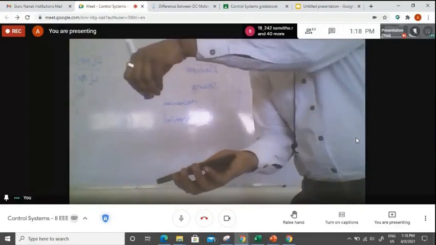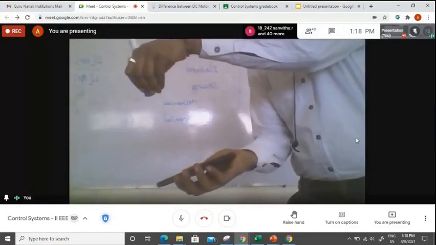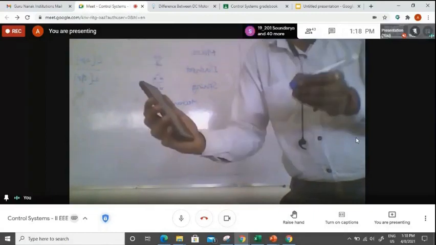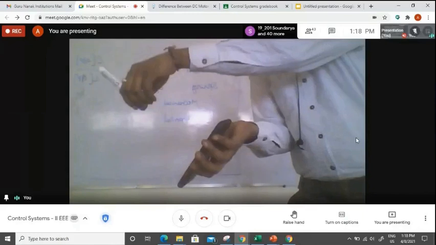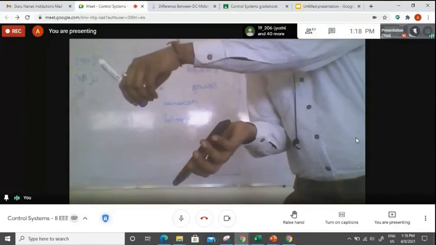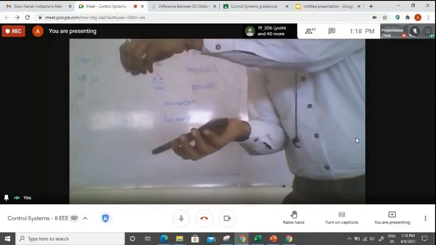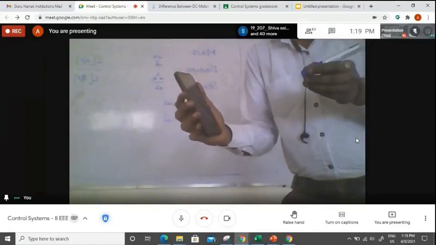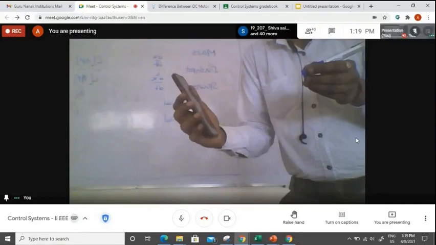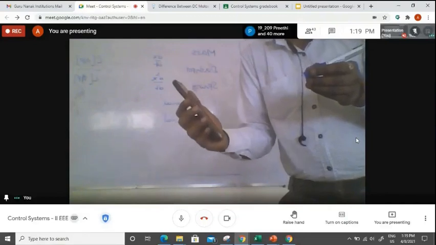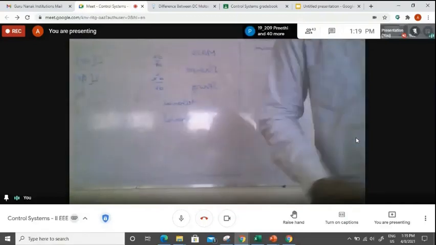So obviously the position of the panel will change. Initially during the morning session, the panel will be like this. During the evening session, the panel will be like this. During the night time, it will come back to the original position, because the next day morning the sun will rise in the east, so the panel should be towards the east. That can be done with the help of the servo motors.